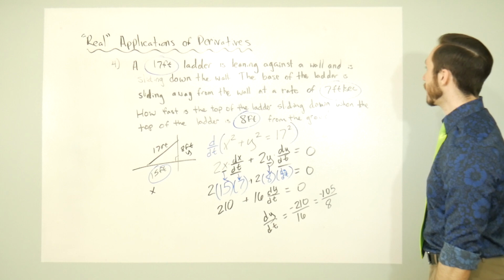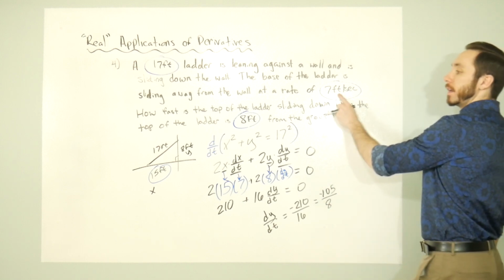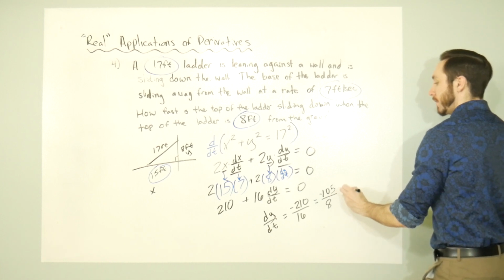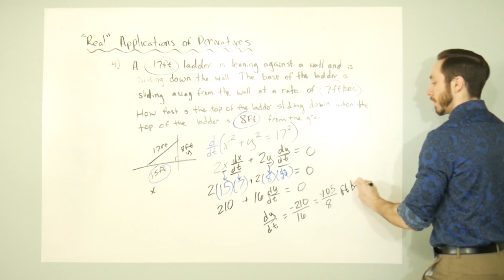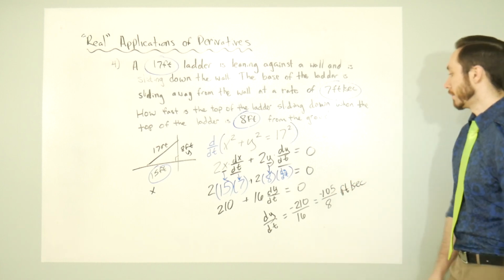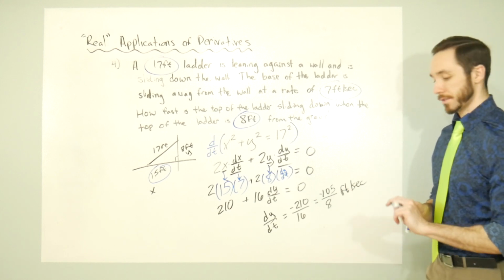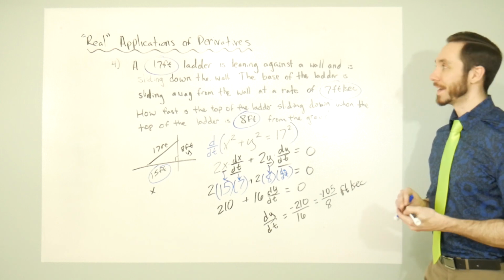Just thinking about what my units are, it's the same as the rate of our dx/dt. It's going to be feet per second for our dy/dt. So negative 105 over 8, whatever that comes out to, is our final answer. Classic ladder problem.